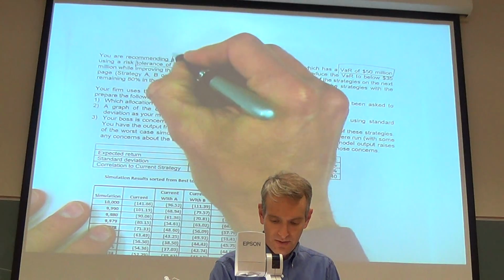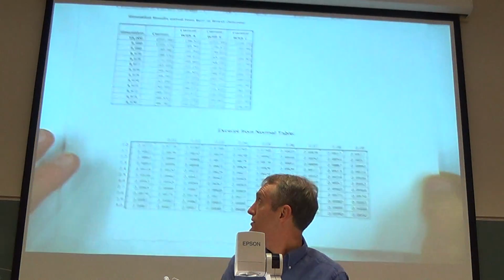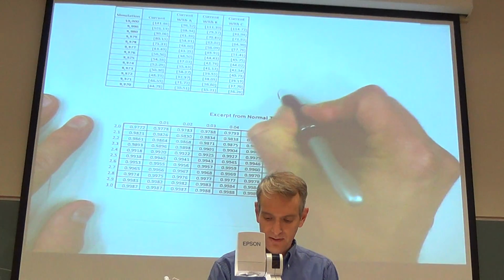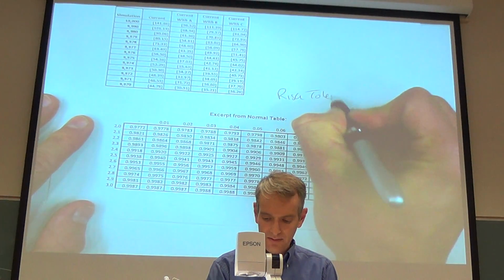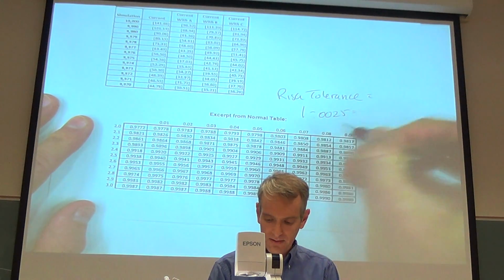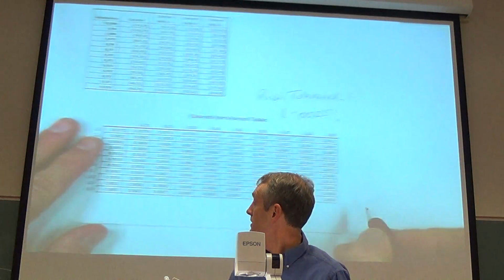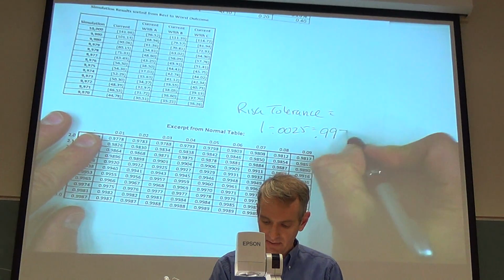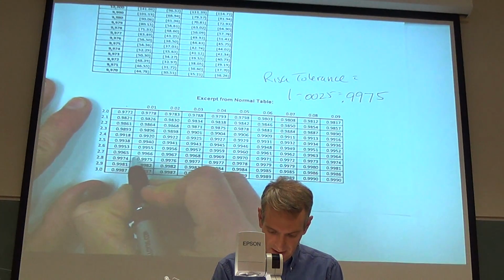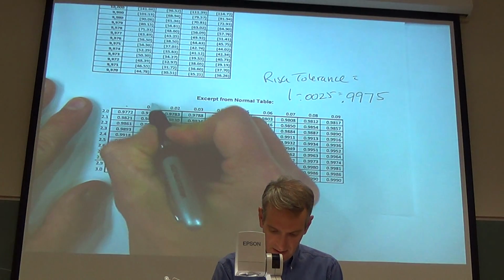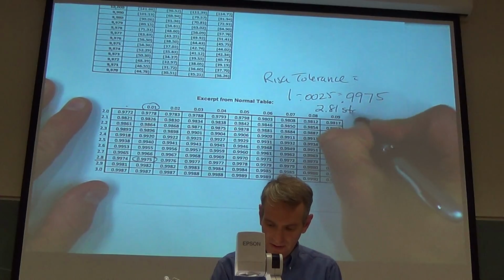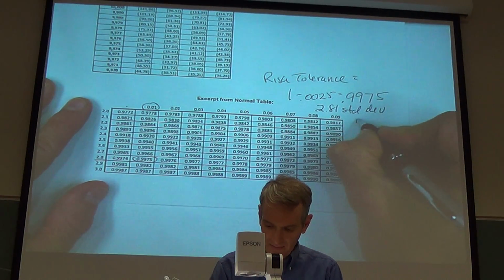At a risk tolerance of 0.25, let's go down to the normal table. What are we looking for? A risk tolerance of 0.25: 1 minus 0.0025. We're looking for 0.9975. So can y'all find that? 2.81. Here it is right here. So that's 2.81 standard deviations from the mean.